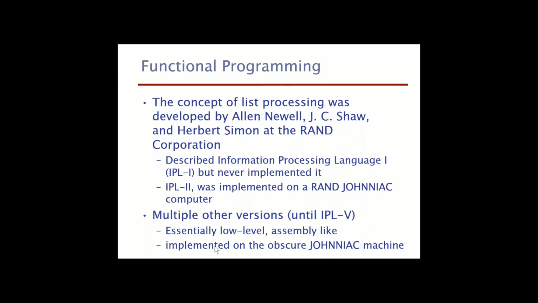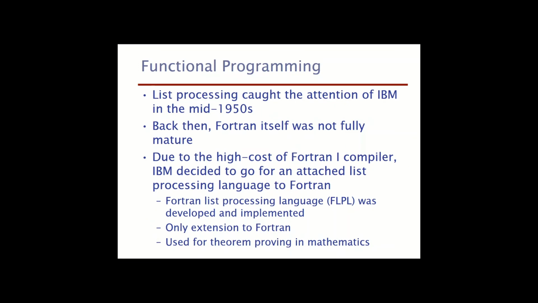This one was only limited to the JOHNNIAC machine. It was not versatile. As I said, earlier versions of programming languages were usually machine related. They were implemented for one machine only, the machine used by a certain team or company. Then the same idea caught the attention of another team under IBM. That was in the mid 1950s, almost the same time as the beginning of Fortran. So the initial, premature version of Fortran was there.